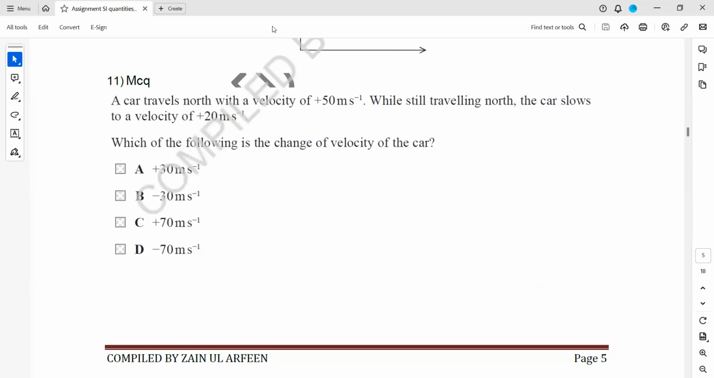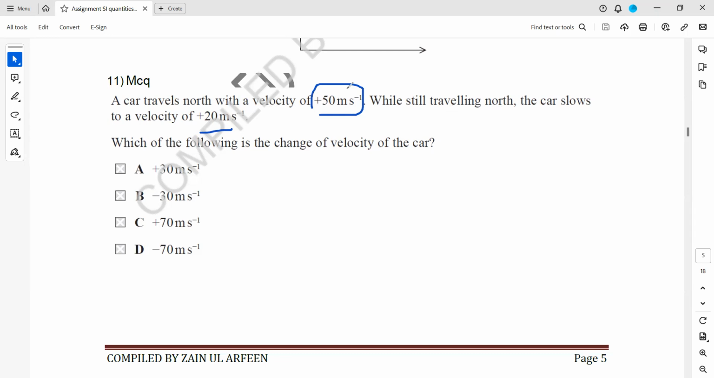a car travels with a velocity of plus 50 meters per second. While still traveling north, the car slowed down to 20 meters per second. Which of the following is the change in the velocity? It has not changed direction, it only changes the magnitude. So which one represents the change in velocity?